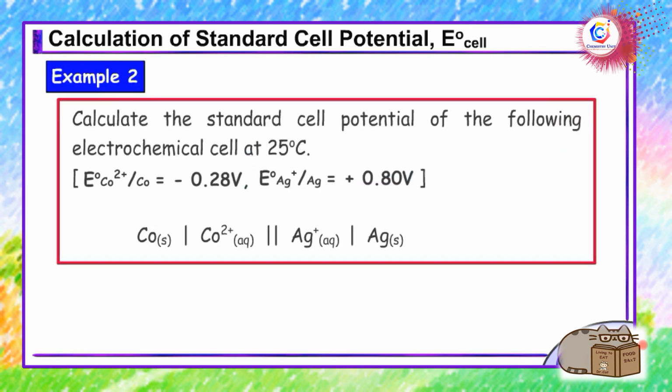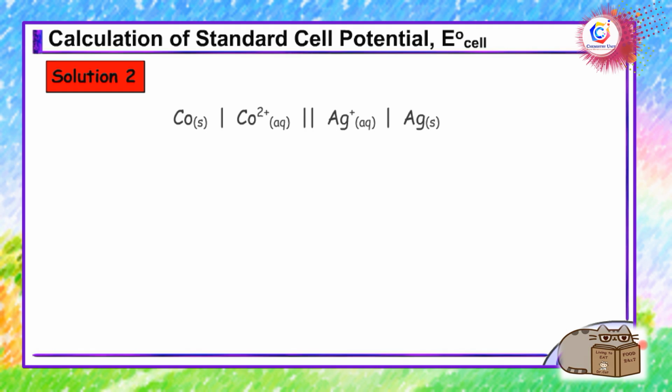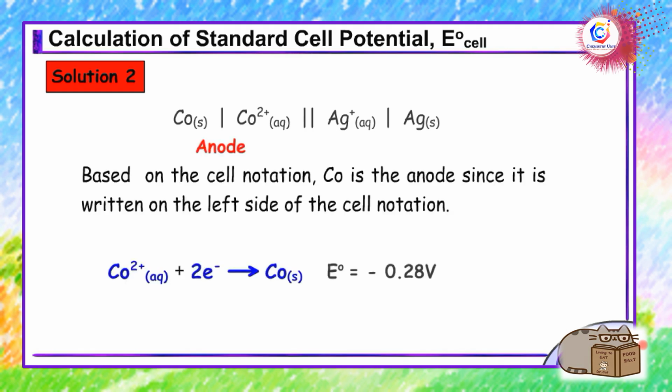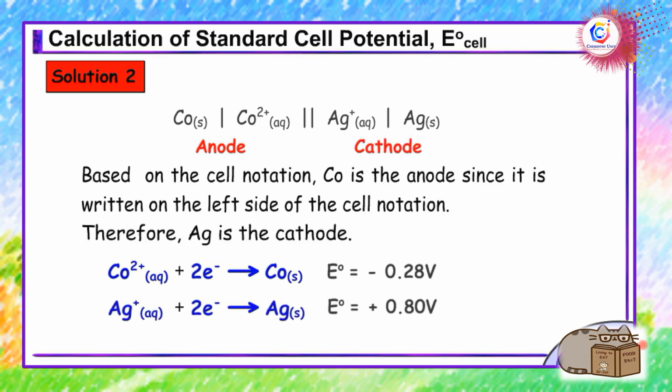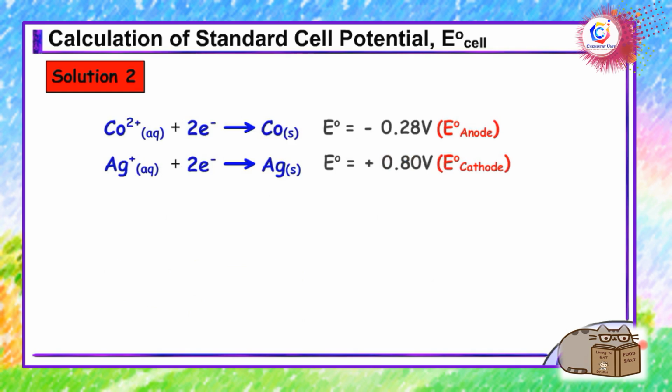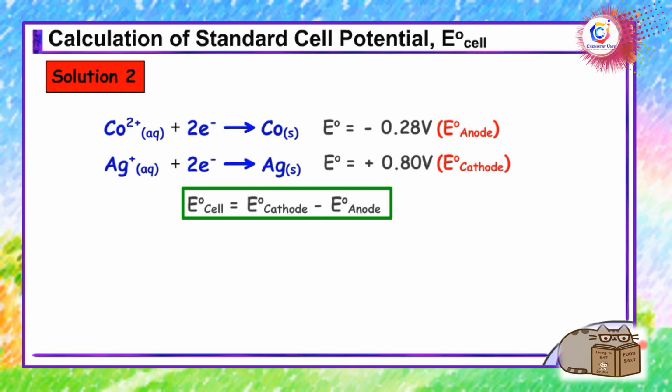Let us consider the second example. First, you have to identify the anode and the cathode of the cell. Based on the cell notation, cobalt is the anode since it is written on the left side of the cell notation. Therefore, silver is the cathode. Same as in the previous calculation, there are two methods that we can use to calculate the standard cell potential.